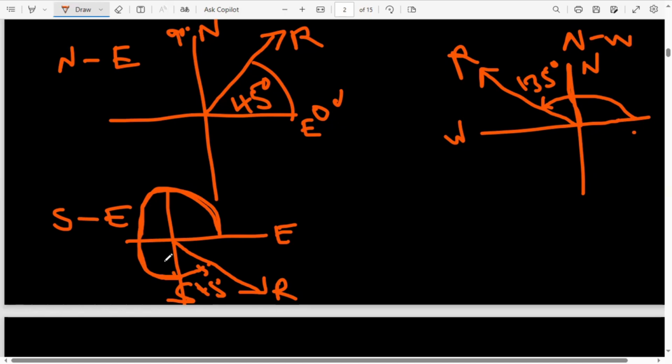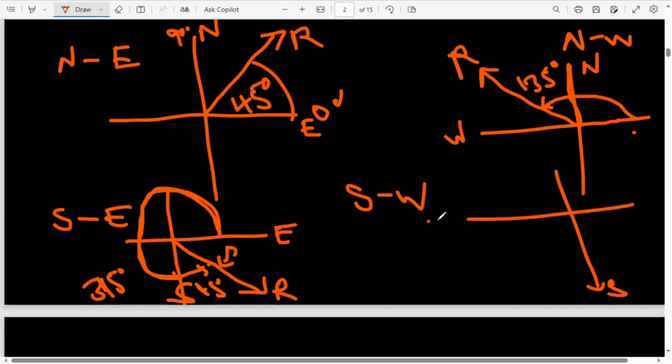We are adding it to 45 degrees. Okay, so this will just be 315 degrees. If you want, you can just say 360 minus this 45 that is here. You still find your 315. And then southwest, okay, it would be like this. So this is the south, and then this is the west. So southwest, it's between the west and the south.